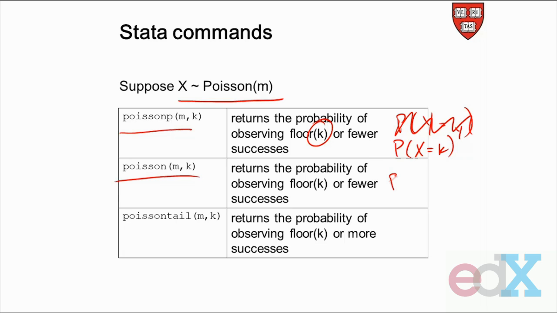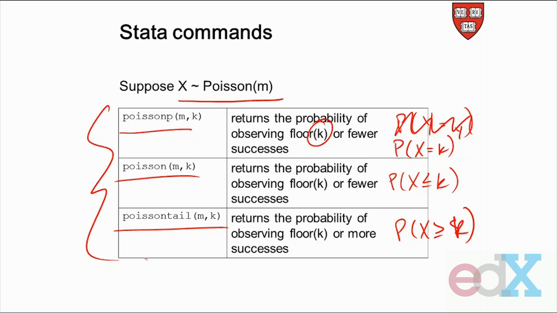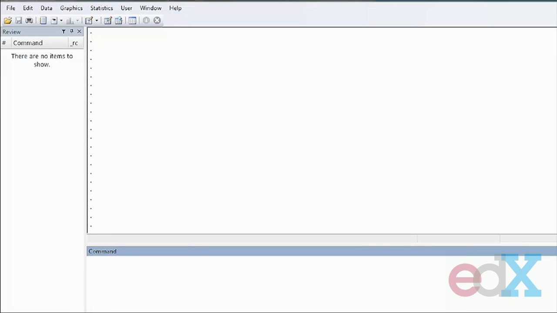Now the Poisson command returns the probability of observing k or fewer successes. So what does that mean? It is returning the probability that x is less than or equal to k. And last, we have Poisson tail, which returns the probability that x is greater than or equal to k. So using these 3 commands, we can now do some calculations with the Poisson distribution. At this point, go ahead and open up Stata on your computer and we'll get started.